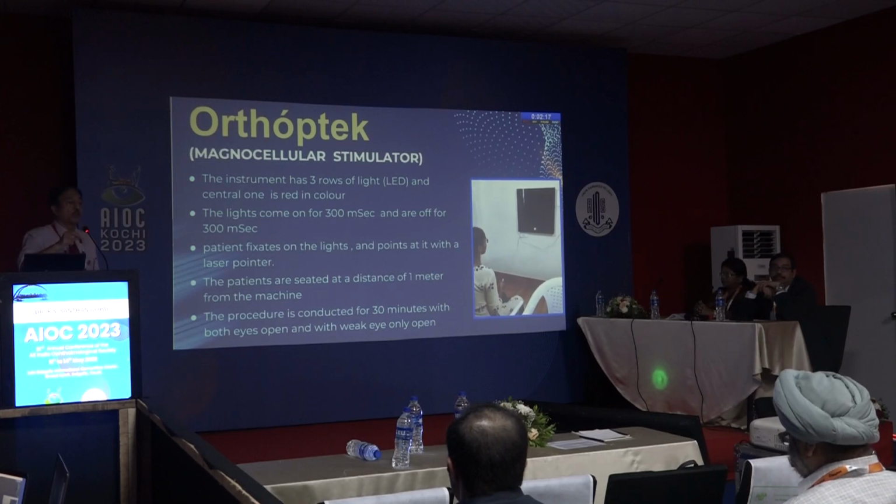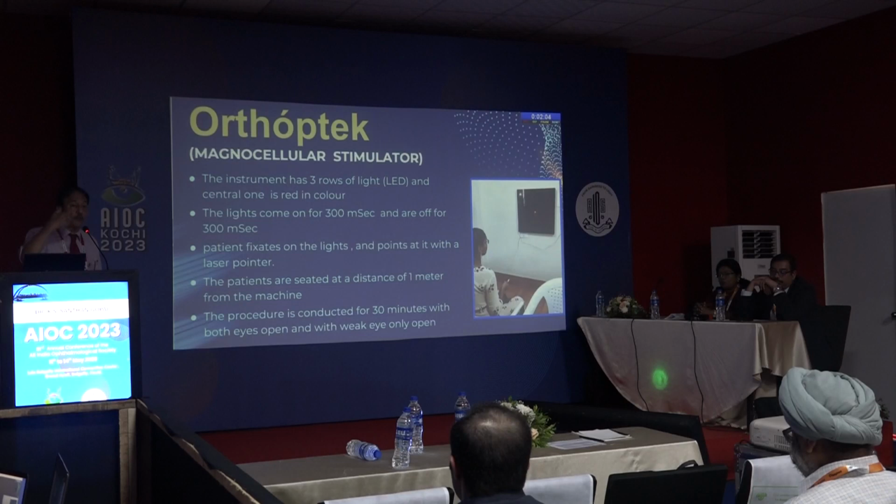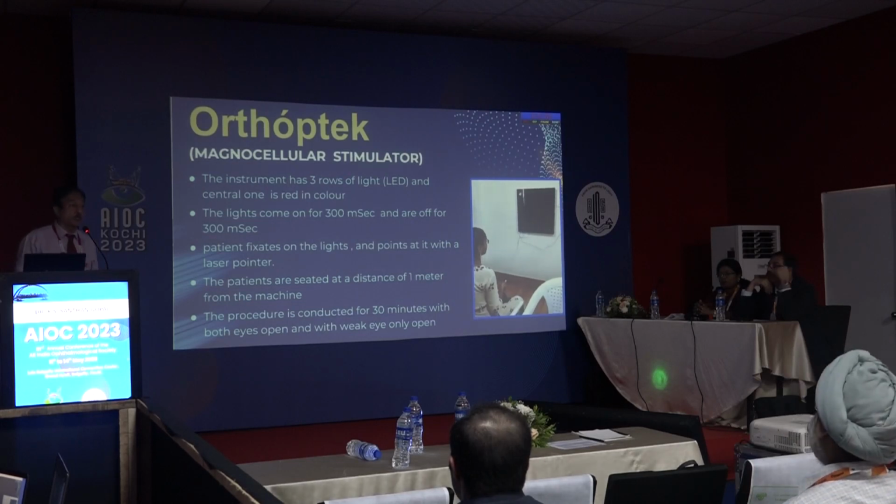This machine treats amblyopia in the majority of children in less than 15 days. In younger children, 4 to 5 years old, if you use it in amblyopia, in 4 days the amblyopia disappears. Whereas up to 55 years I have treated amblyopia and it does respond. So what about the plasticity, somebody asked.